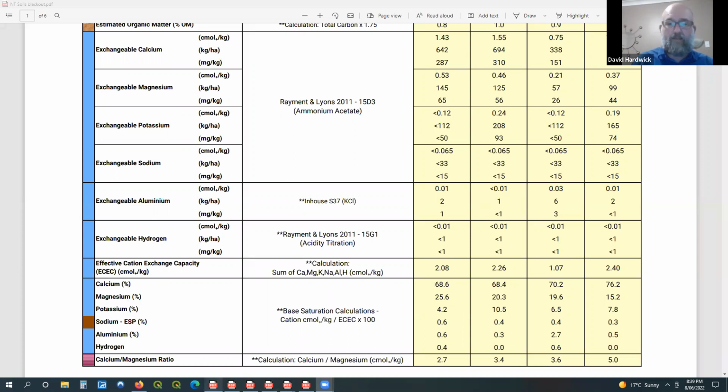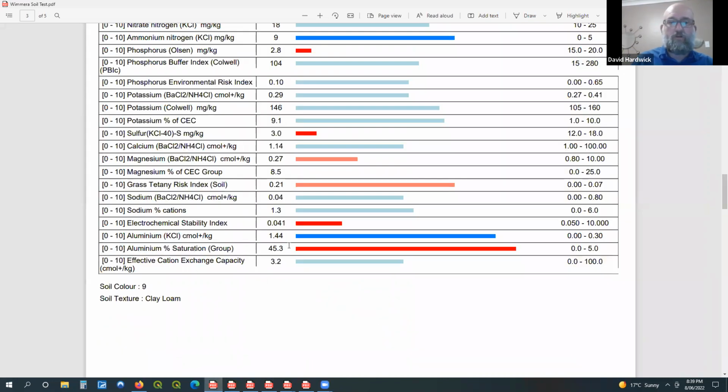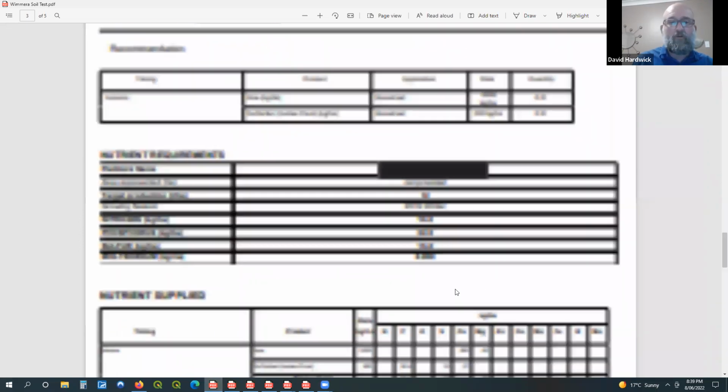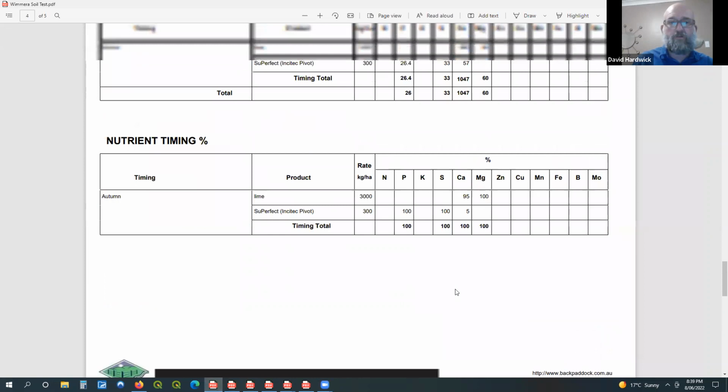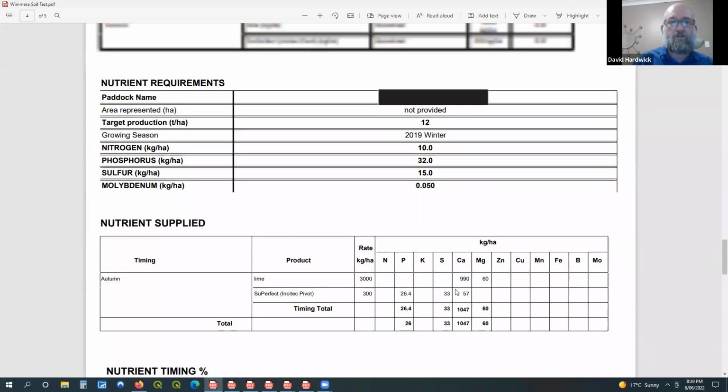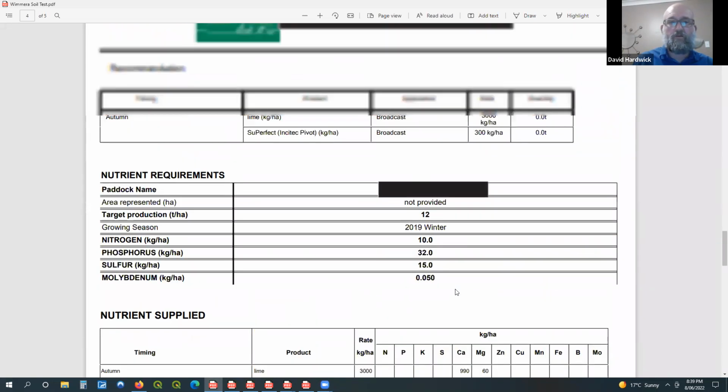So let's have a look at that soil in Victoria. It has 45% aluminium, so we know that it doesn't necessarily have a lot of calcium. And I don't know what's happened to that. Sorry, that page is, no, that's not got it there.